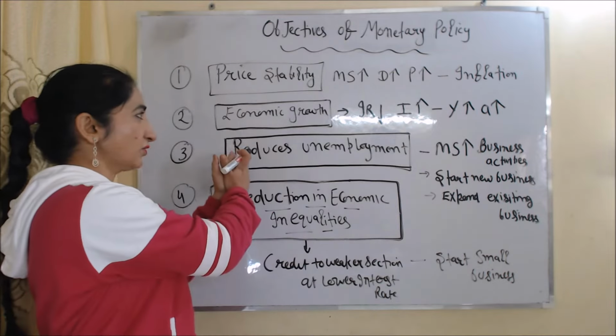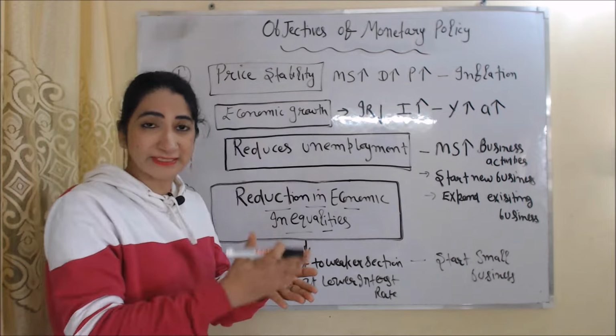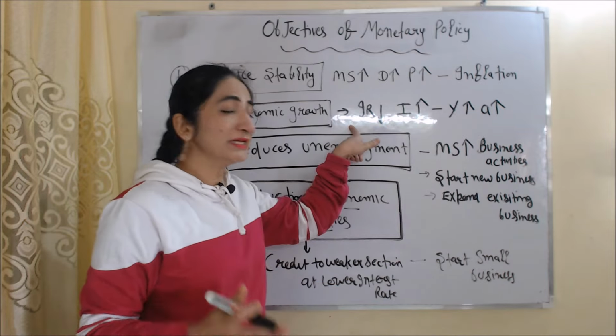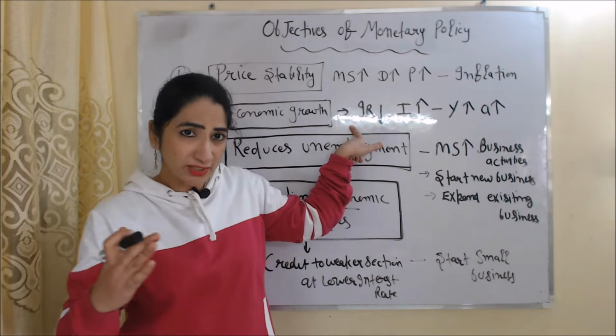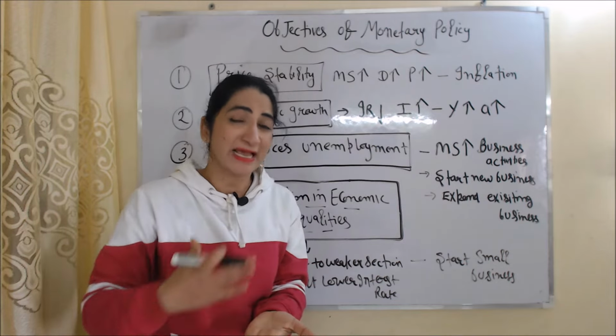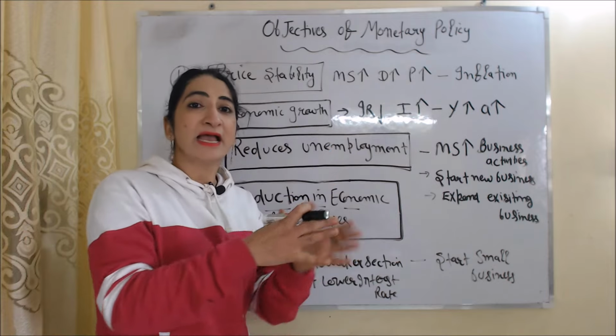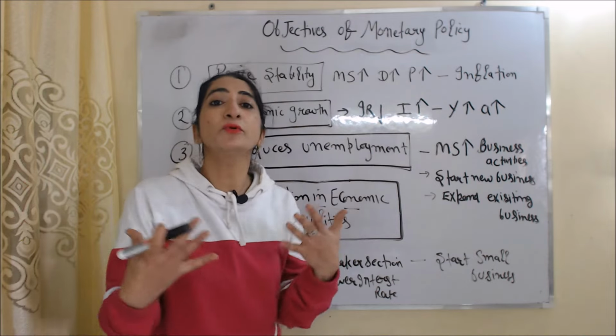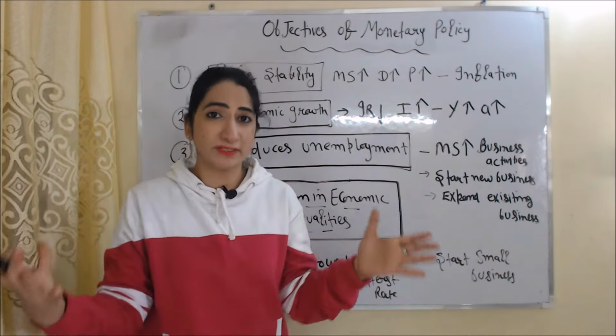Second objective is economic growth. Through monetary policy, the central bank of the country reduces interest rate. As interest rate reduces, people are taking more money from banks for investment purposes. As a result, investment increases. As investment increases, income and output also increase. As a result, our economy is growing.